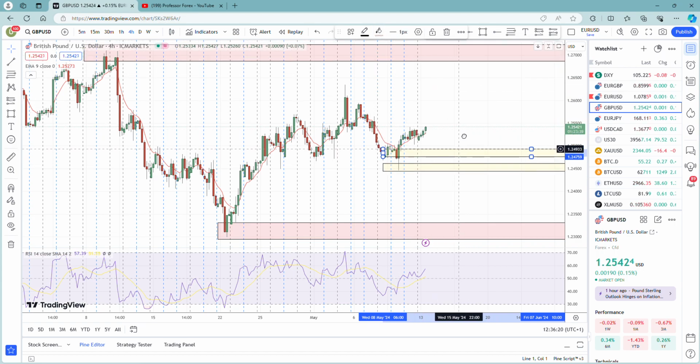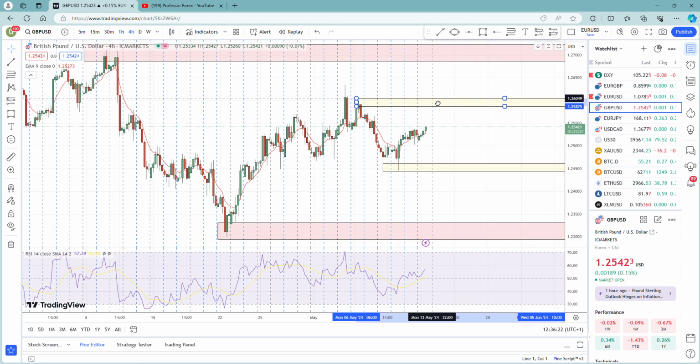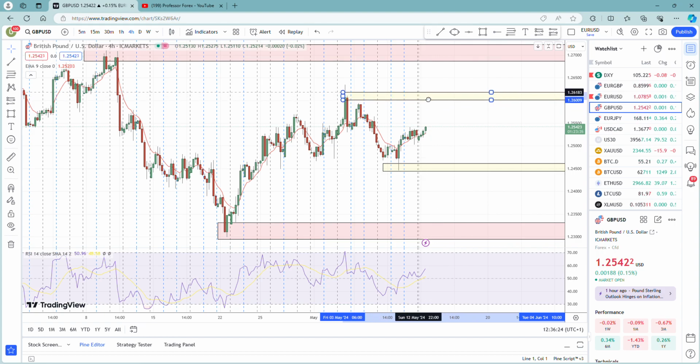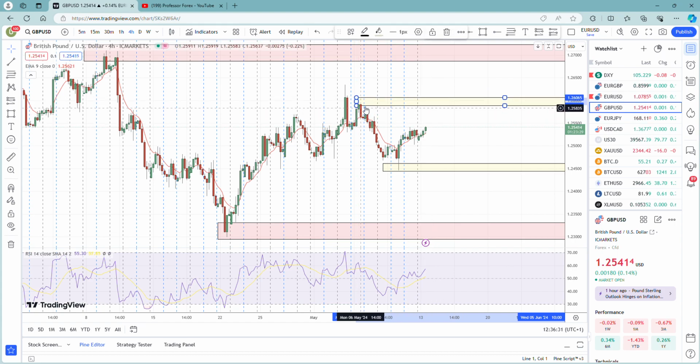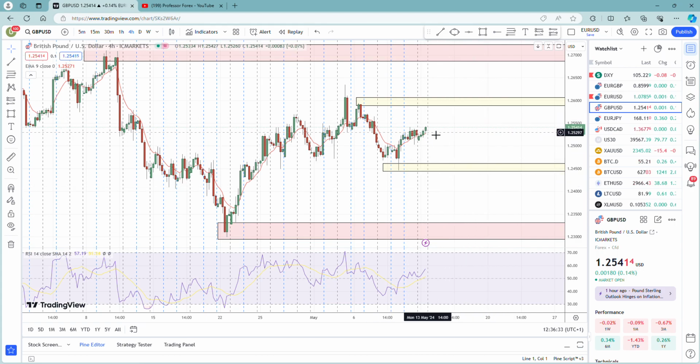And resistance is here. This is the most recent high. You've got this one here, but this is the most recent one. You can even have this one here and this one, but I'd rather have it here. It's preference.